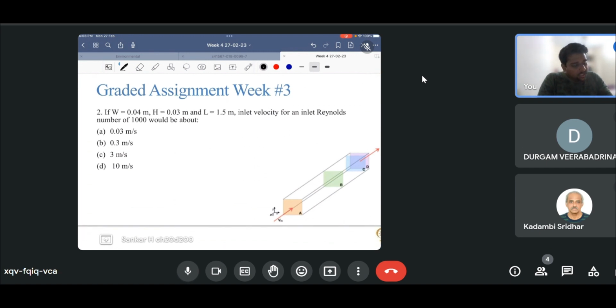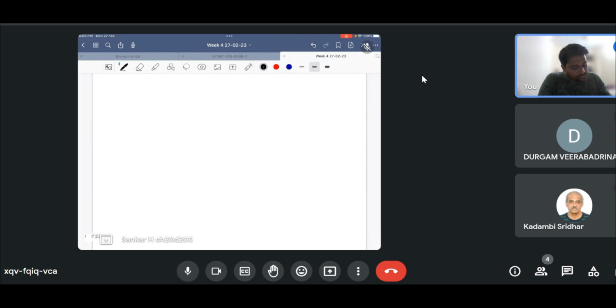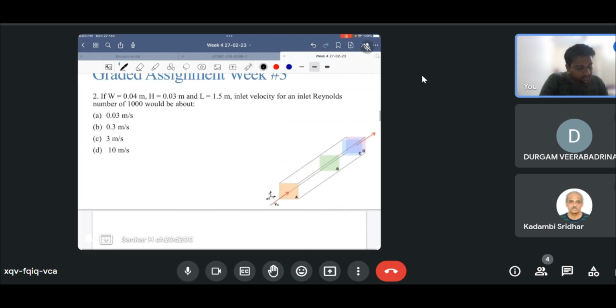Moving to the second question, if the width W is 0.04, H is 0.03, L is 1.5, we need the inlet velocity for an inlet Reynolds number of 1000. I think I have missed out a couple of things. What we have assumed here is for water.